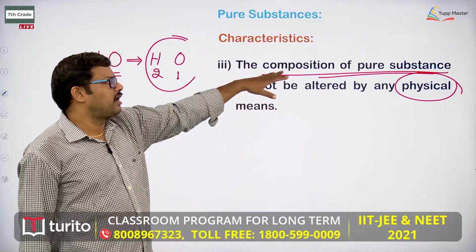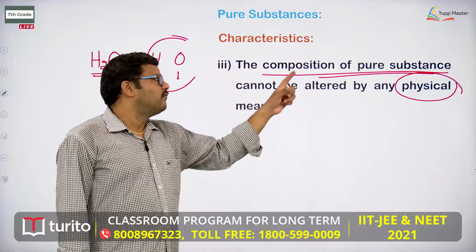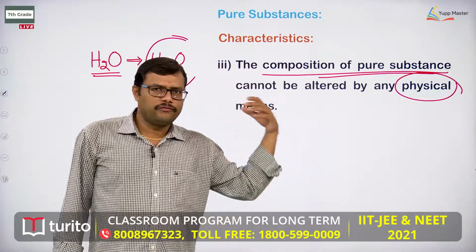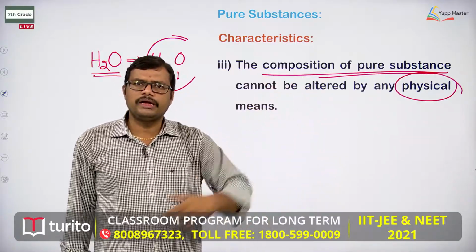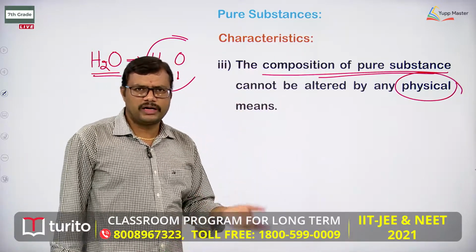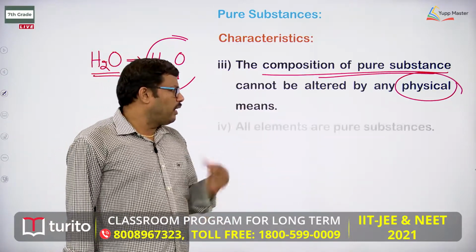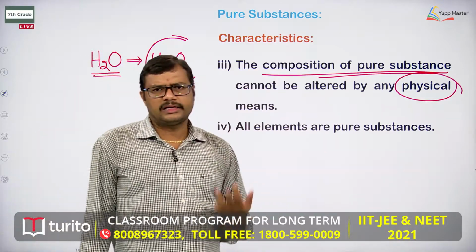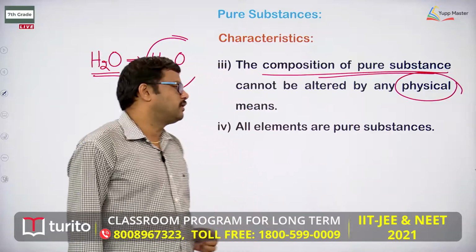So the composition of a pure substance cannot be altered by physical means. Whatever physical means you use, it is not going to change. If I decrease the temperature or increase the temperature, the composition won't change, nor by filtration, decantation, etc. How can we change the composition of a pure substance? Only by chemical reactions can we alter the composition of a pure substance.